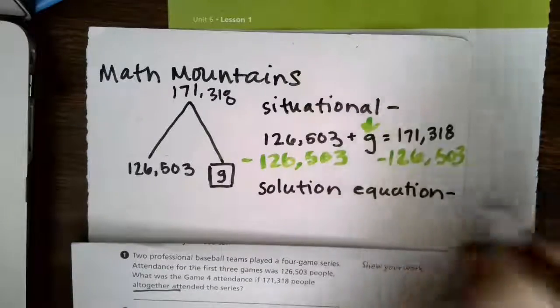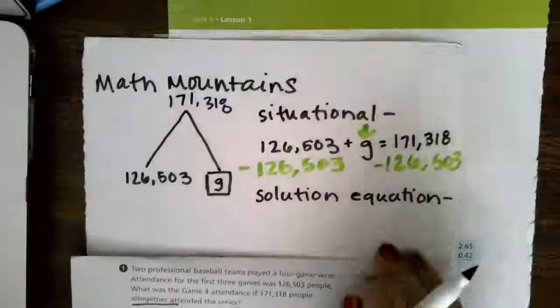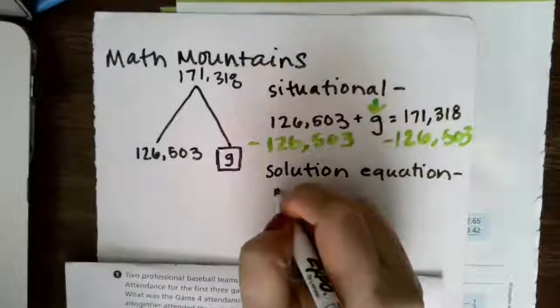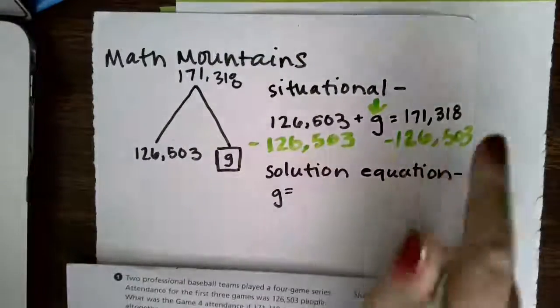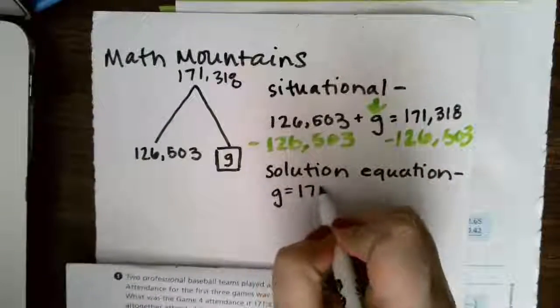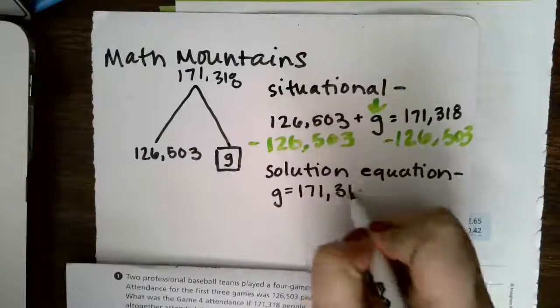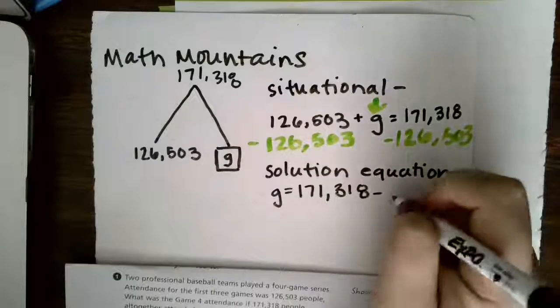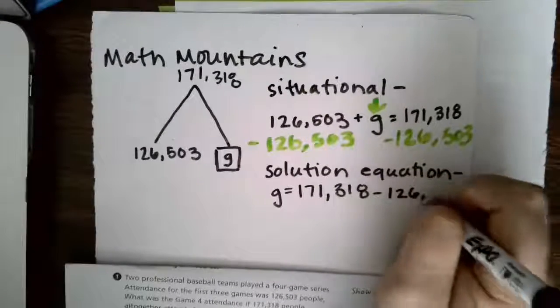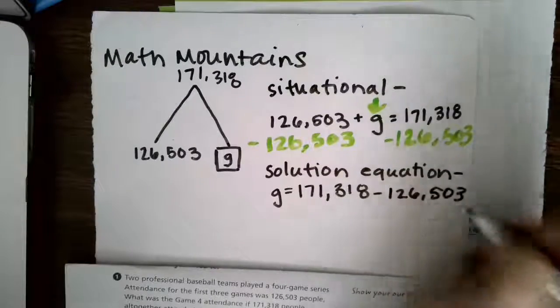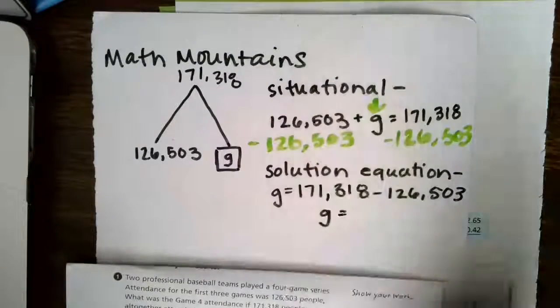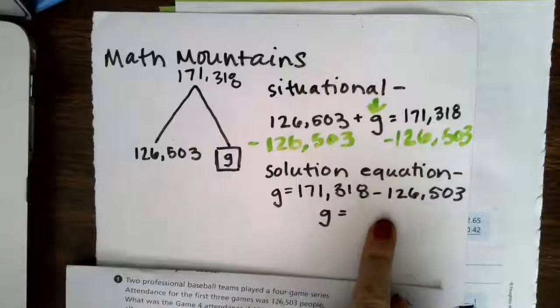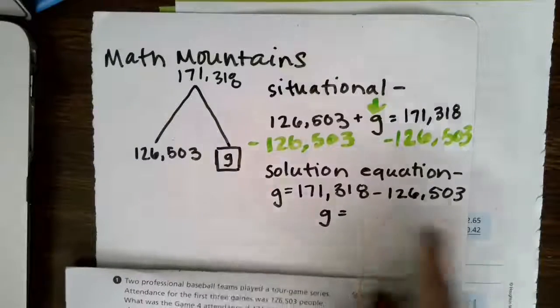A solution equation is written in such a way that the variable is by itself, like that, and we know what it's equal to. In this case, 171,318 minus 126,503. In this case, G equals, I'm actually going to let you guys do that math. You might have to do it on top of each other.